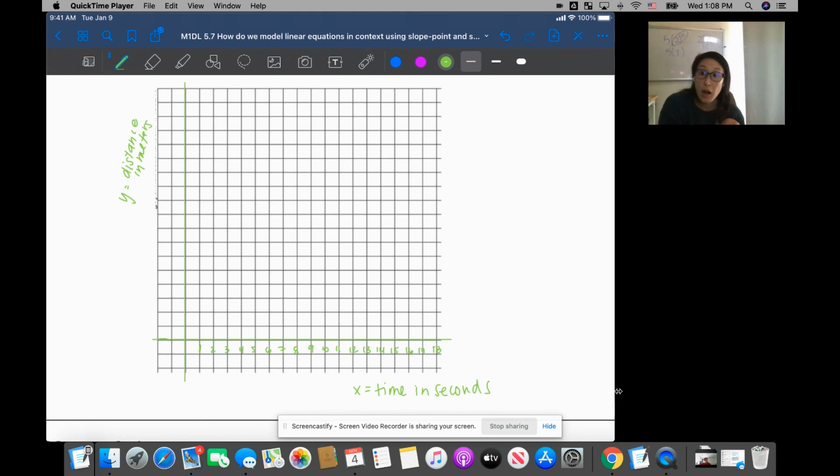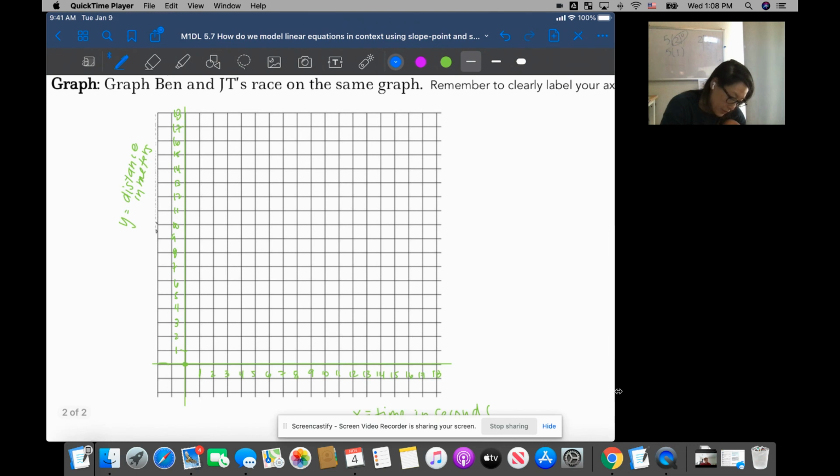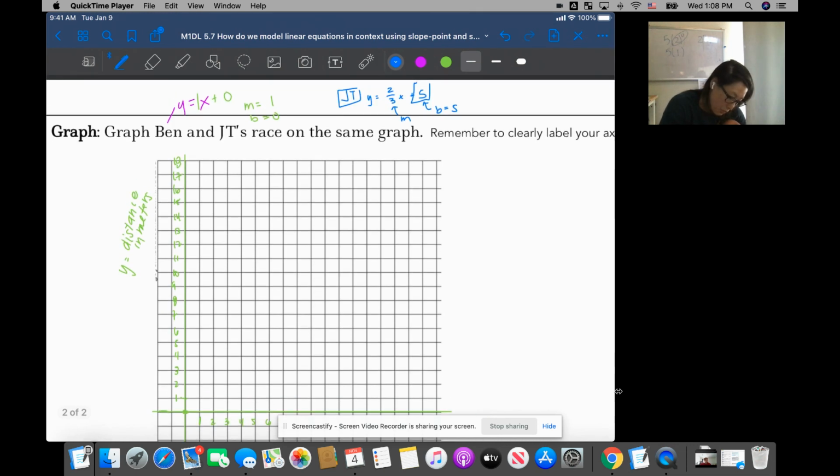Okay. So again, I'm going to count up by 1, 2, always counting from the origin. The origin is 0, and then I count up from there. So 1, 2, 3, 4, 5, 6, 7, 8, 9, 10, 11, 12, 17, 18. Okay, so for JT, he starts at y is equal to 5. So I'm going to start at 1, 2, 3, 4, 5.